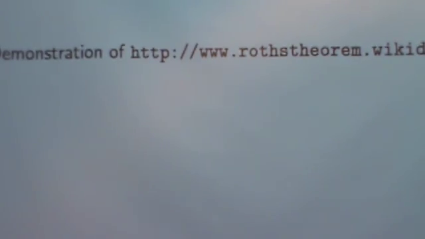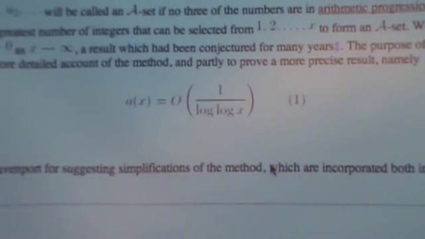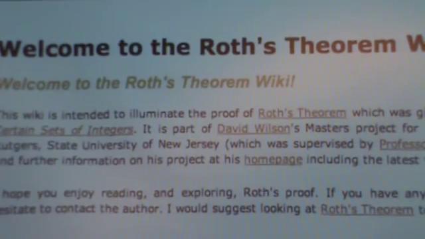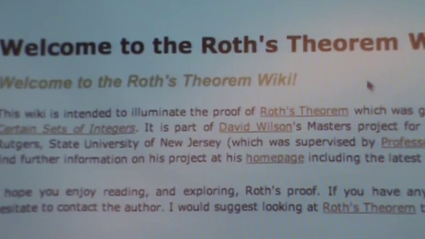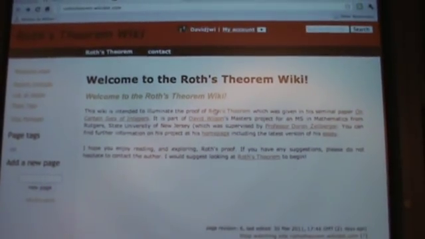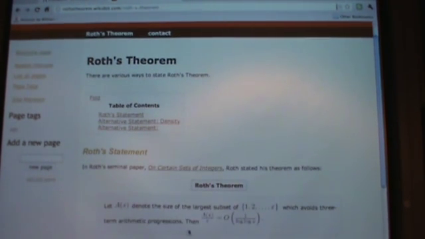So, to give you a demonstration rather than talking, let's go here. My original HTML page is this one, and you'll see this LaTeX gets reloaded, and it wasn't that easy to create. However, my wiki is this one here. You go into the wiki, and the first thing you want to click on is Roth's theorem. You get a statement of Roth's theorem, you get alternative statements, and it talks about Roth's seminal paper on certain sets of integers. So you click on this, and you get a copy of Roth's paper. And I've copied it out pretty much word for word.